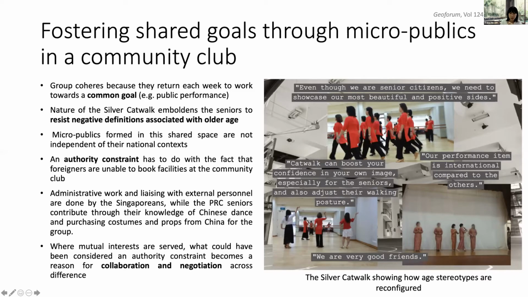So in this particular space, as foreigners, they cannot book facilities at the community club. And as a result, it's the Singaporeans who do the administrative work and they liaise with the external personnel in the community club, whereas the PRC seniors contribute through their knowledge of Chinese dance and purchasing costumes and props. So what we argue in this particular space is where mutual interests are served, what could have been considered an authority constraint actually becomes a reason for collaboration and negotiation across difference. So importantly here, the two groups, non-migrants and migrant seniors, they find that they have mutual interests and therefore it helps to facilitate positive intercultural relations.